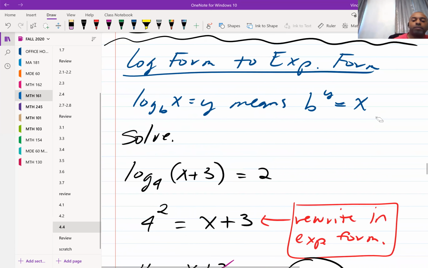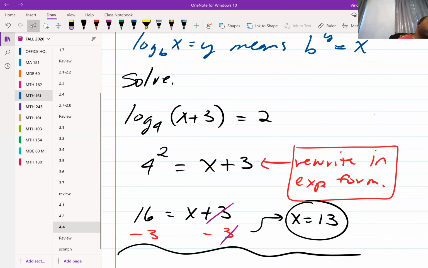So remember, your base is 4. Remember, you always start off with your base. Remember, I said whatever's next to your base in one form should not be next to the base in the other form. So this will give us 4 squared equal to x plus 3, rewriting it in exponential form. All right. So then you go ahead and solve. 4 squared is 16. Minus 3 from both sides. X will give you 13.